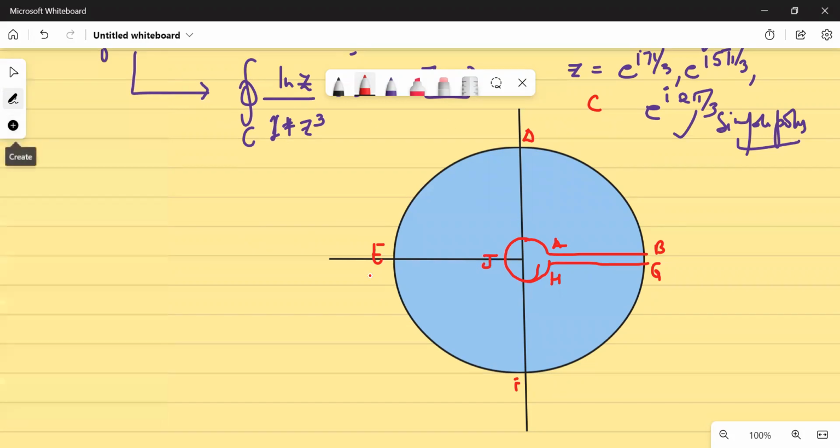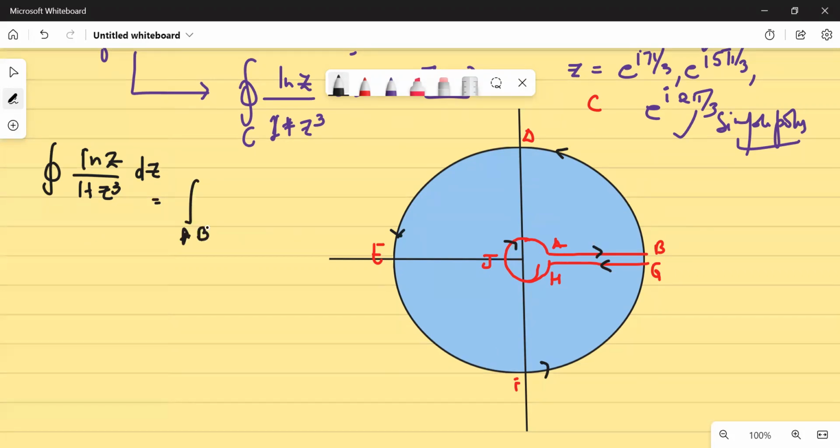So I will evaluate this integration ln z upon 1 plus z cube dz for this closed contour C, which is traversed anti-clockwise. And along HJ, obviously this is a closed clockwise integral. Let's see what happens. This particular integration is equal to the integration along AB, then along BDEFG, then along GH, and then integration along HJA. So let us see one by one.